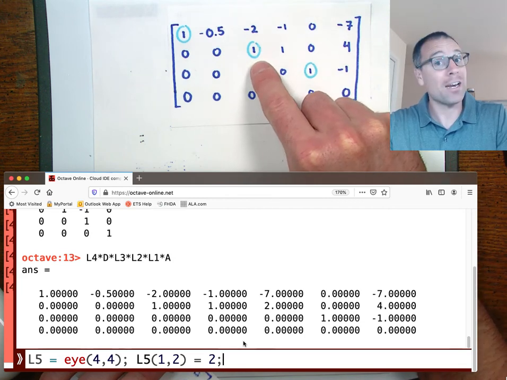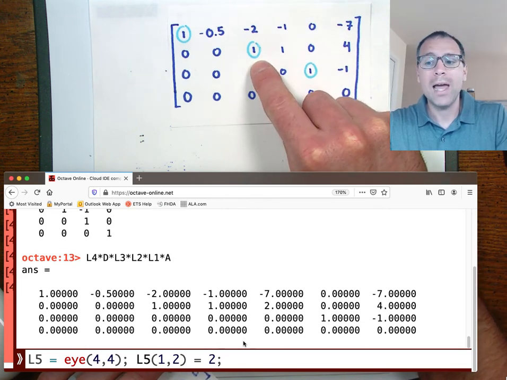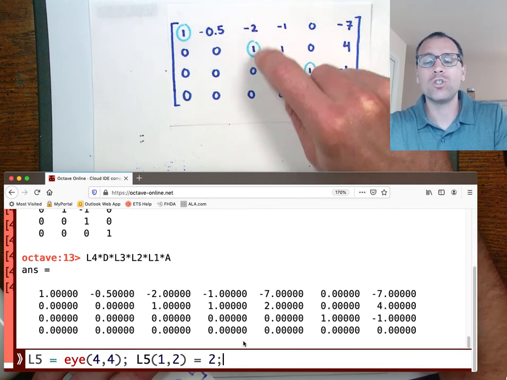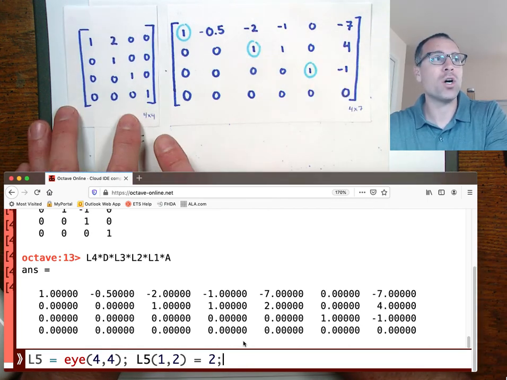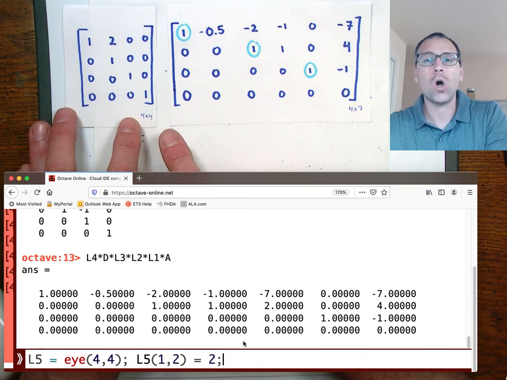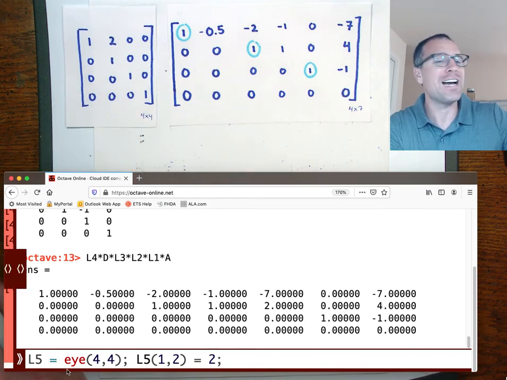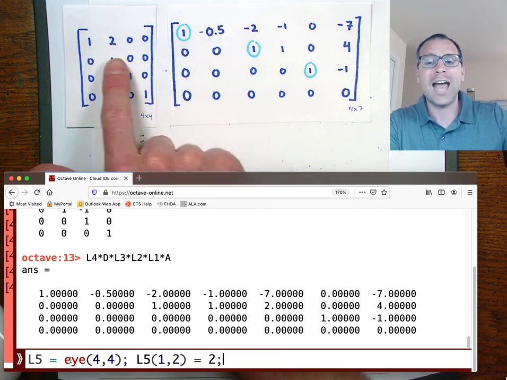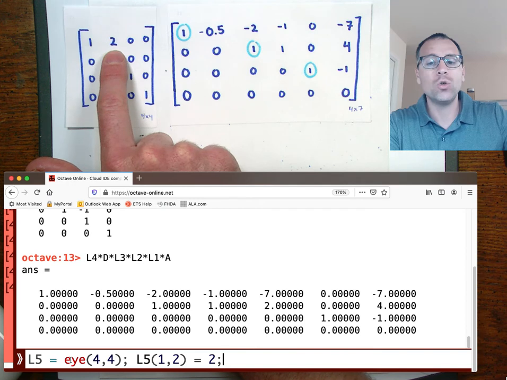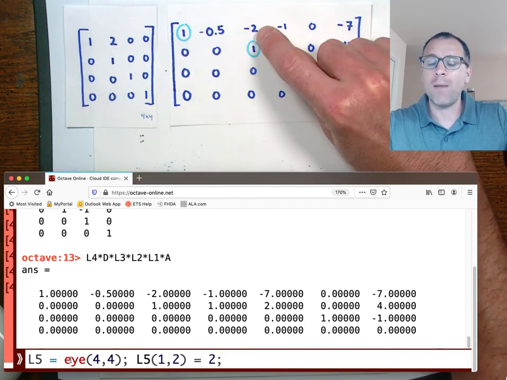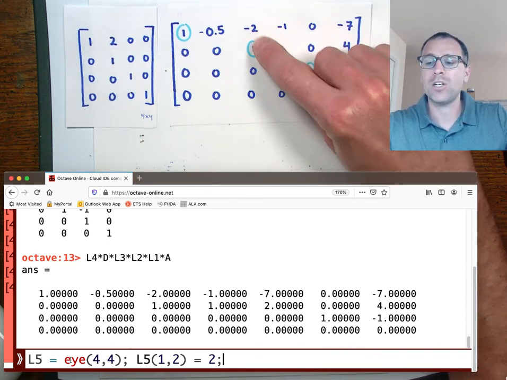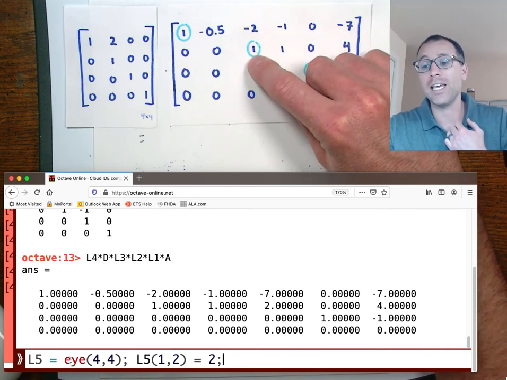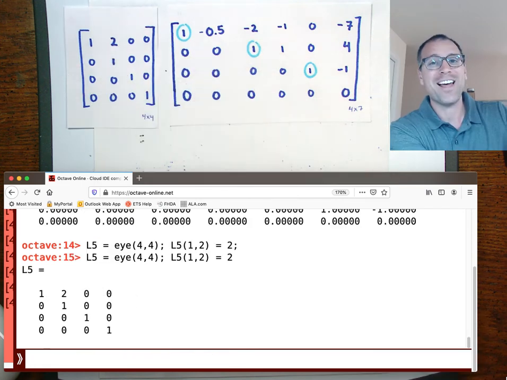Next thing I'm going to do, and in fact the last thing I'm going to do, is to cancel out all non-pivot elements in pivot column 2. To do that, I need a single shear matrix, which I'll call L5. To define L5 in Octave, we say L5 is the 4x4 identity matrix, and entry 1, 2 is equal to the non-pivot element divided by the pivot element with a negative. So -2 divided by 1 times -1 is +2. We see that on screen there.